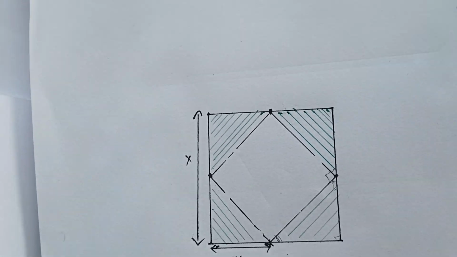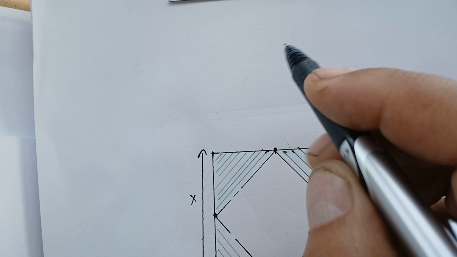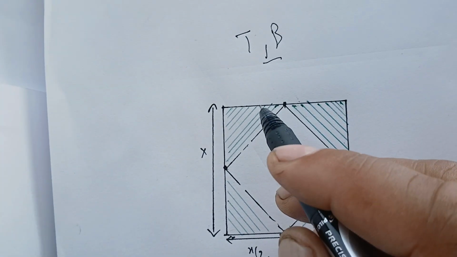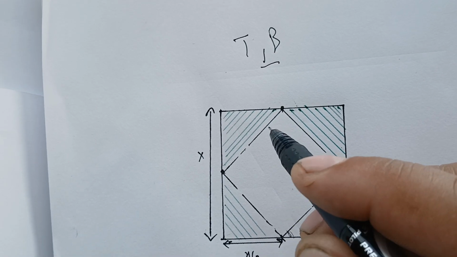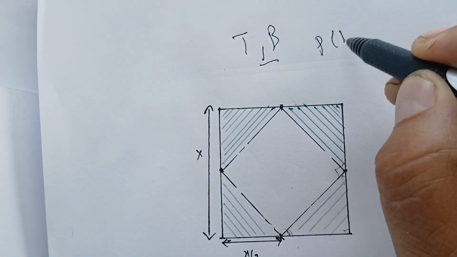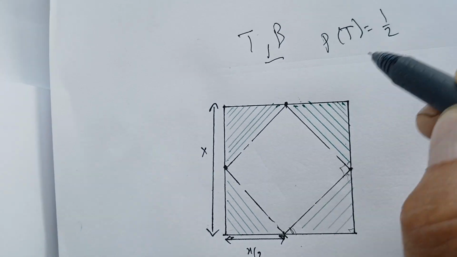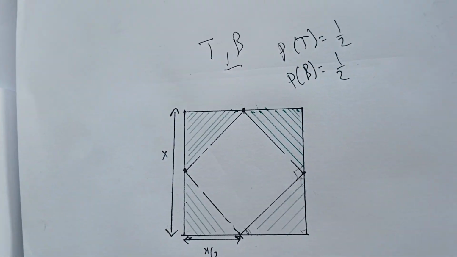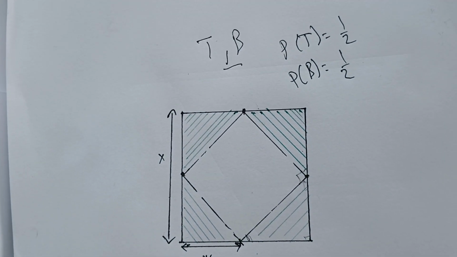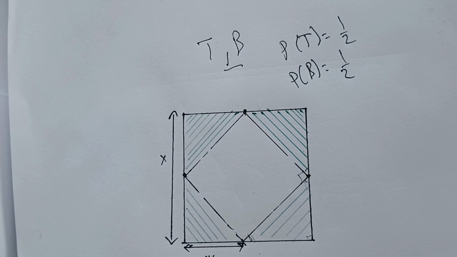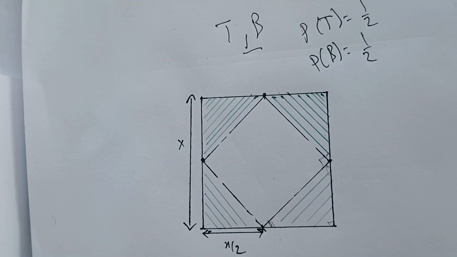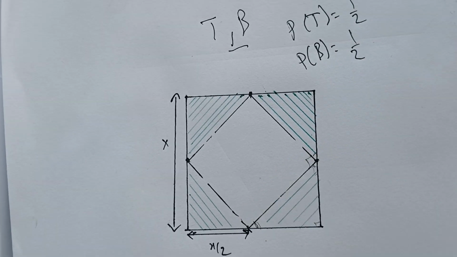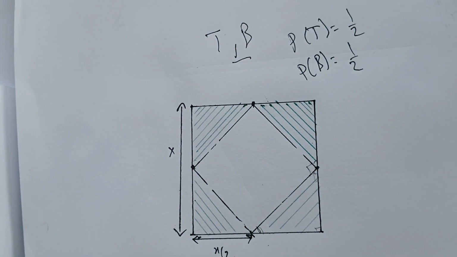So since we have two people, let's denote them by T and B. So the probability that Trump wins must be 1/2, and the probability that Biden wins must be 1/2, to say that this is a fair model or a fair election. Okay, we want to prove if we have these probabilities.